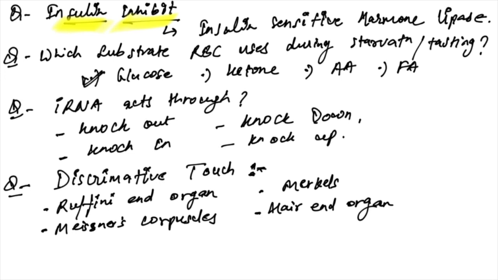Now, what does insulin do? Insulin inhibits hormone-sensitive lipase. This was a direct question. Hormone-sensitive lipase is inhibited by insulin. Now, which substance does RBC use during starvation? RBC uses glucose during starvation. Now, iRNA acts through knockout, and discriminative touch is by Meissner's corpuscles.